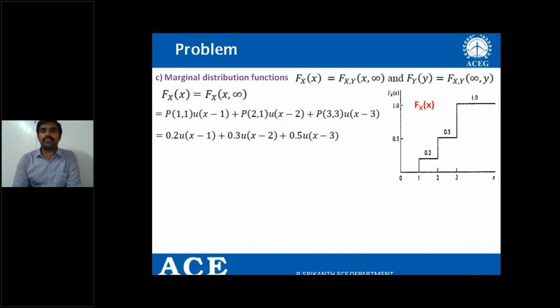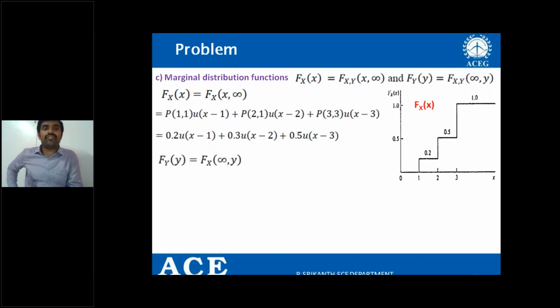If I take the graphical representation, it is the view from the x-axis, right? As I said, the distribution function is like this. If I see from here, the steps you can see like this. Am I clear? Similarly, you can derive for fy of y.